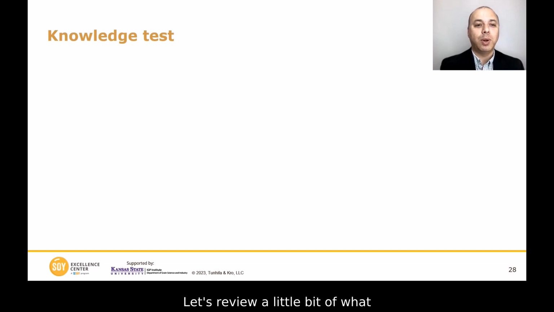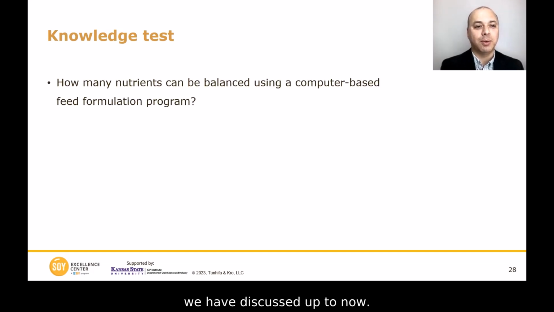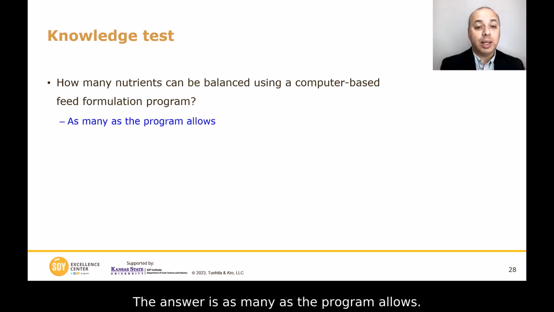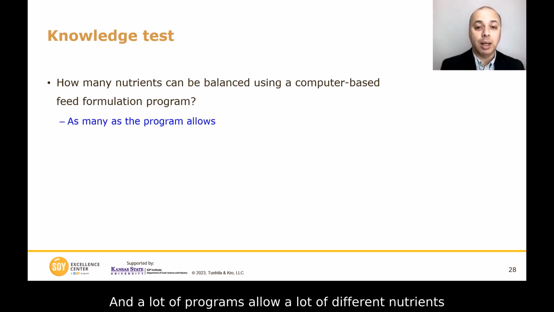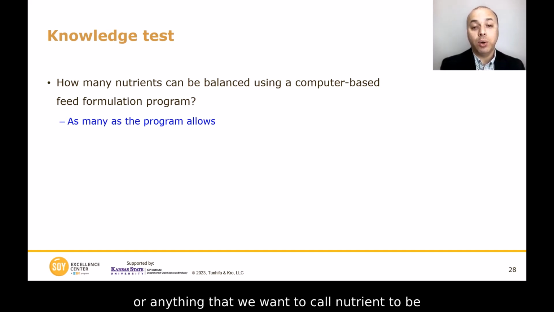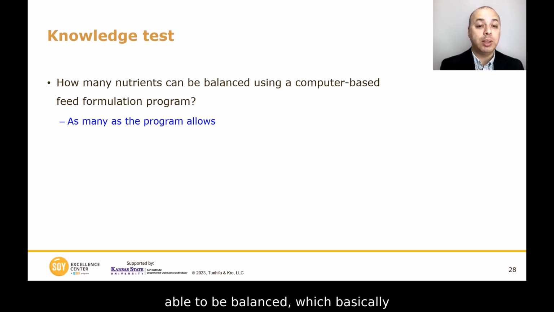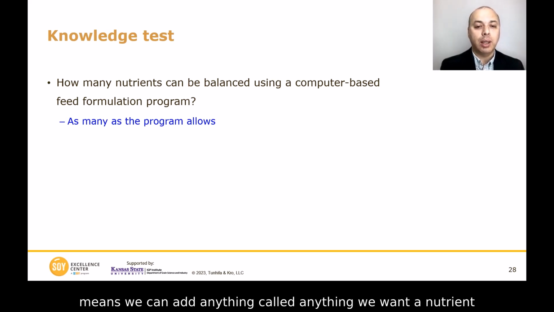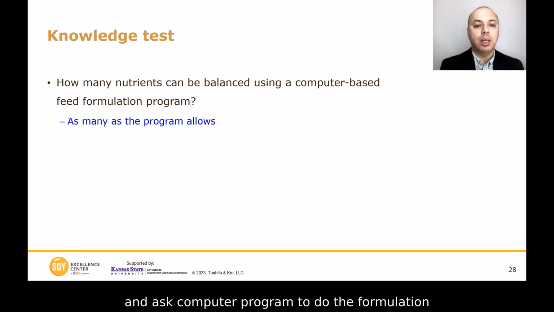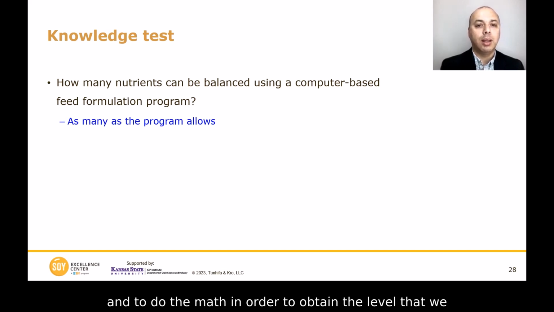Let's review a little bit of what we have discussed up to now. How many ingredients can be balanced using a computer-based feed formulation program? The answer is as many as the program allows, and a lot of programs allow a lot of different nutrients or anything that we want to call a nutrient to be balanced, which basically means we can add anything we want, call it a nutrient, and ask the computer program to do the formulation and the math in order to obtain the level that we desire.